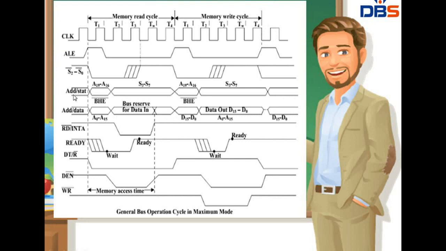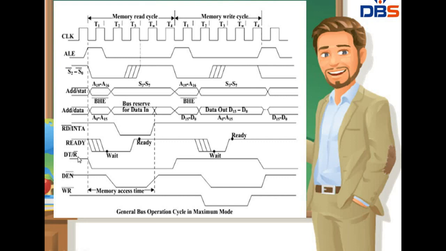Okay, see here, address or status pins. This is A16 to A19, the higher offset address, and S3 to S7, as I have already told you about these status pins. Here is read, RD complement, interrupt acknowledgement. Whenever this bit is low, the processor is going to read the data. And then the ready state, wait state: until it accepts all the data, it will be in a wait state, and whenever the data is ready to transmit, it enters into a ready state.